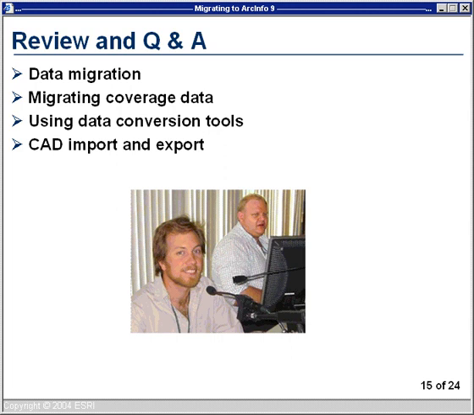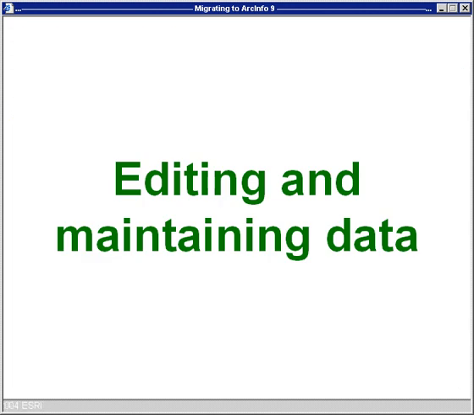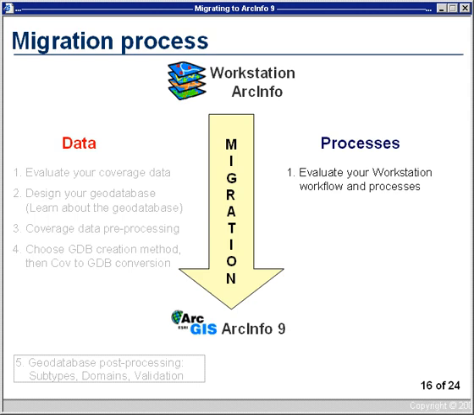Let's move on with our next topic, and our final topic for this afternoon is editing and maintaining data. At this point, we've discussed all the data migration in the migration process. So our next step would be to discuss the processes that you would wish to migrate. We're going to discuss your editing routines, your data validation routines, your map production routines, and how those would be migrated, for example. Although we're going to concentrate more on data here, so we'll talk about the data editing routines.